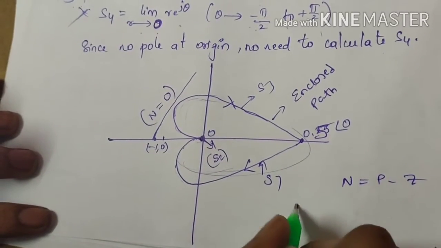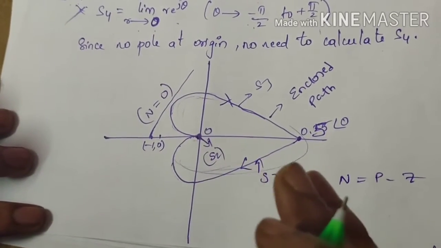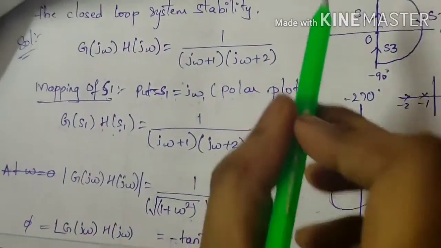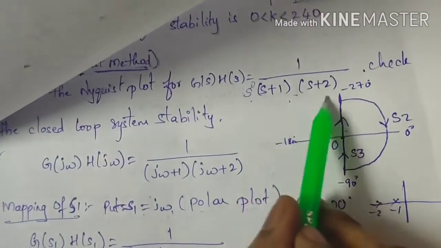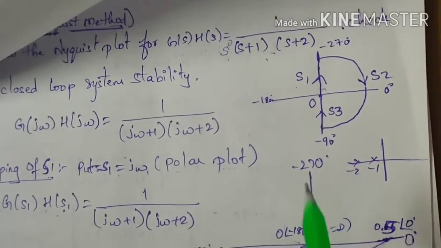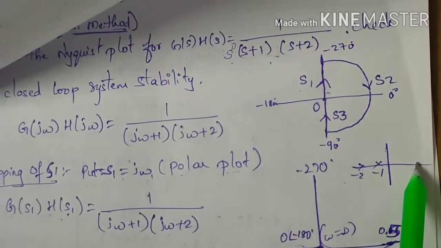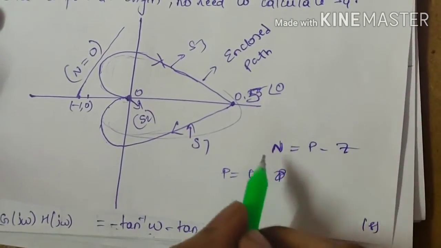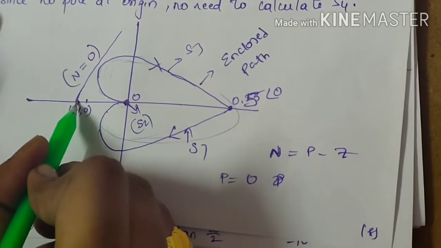As I told in the previous class, P is nothing but the number of open loop poles lying on the right hand side of the S plane. So if you observe, this is the open loop transfer function, but all the poles are lying on the left hand side only. No poles are lying on the right hand side. So the P value here is 0. Okay. Now coming to N. N is nothing but the number of encirclements around the critical point minus 1, 0.